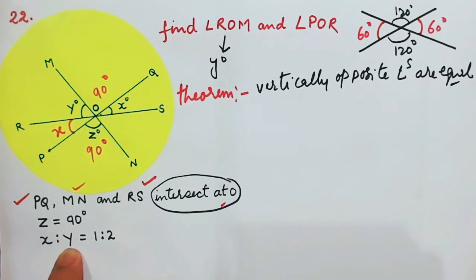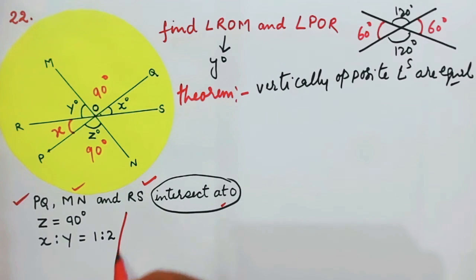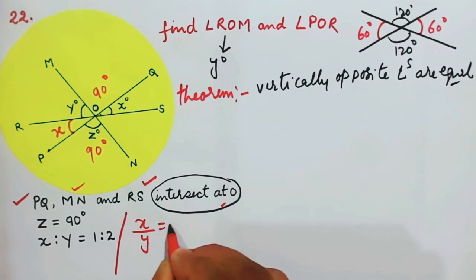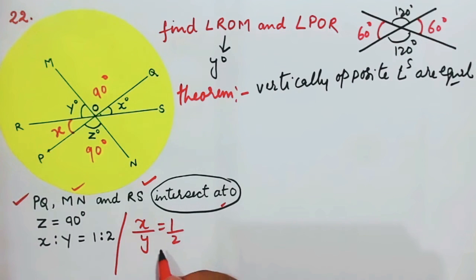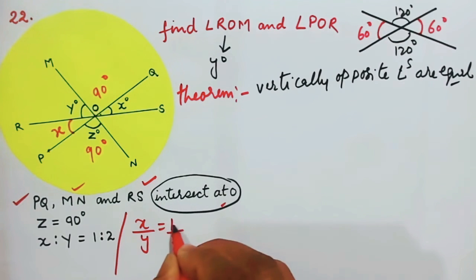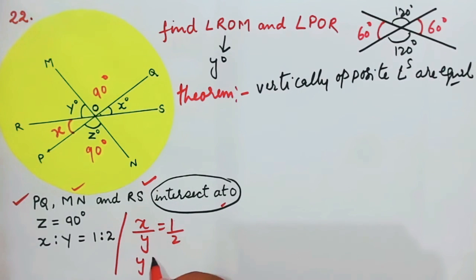X is to Y is equal to 1 is to 2. What they have given, let us see once again. X by Y is equal to 1 by 2. This means on cross multiplication, y into 1 will be equal to 2 into x, 2x. On cross multiplication, y will be equal to 2x. Okay, now let's start.